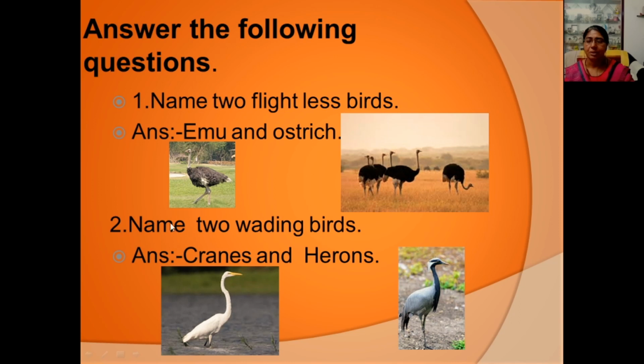Second question, name two wading birds. Wading means water birds have long legs. For example, cranes and herons. Cranes and herons are called wading birds.